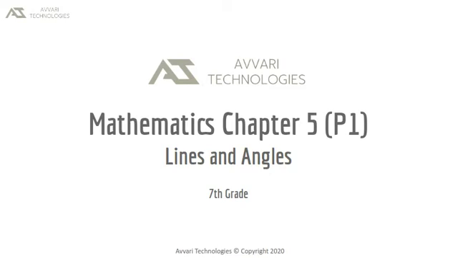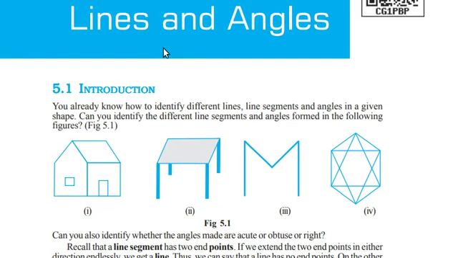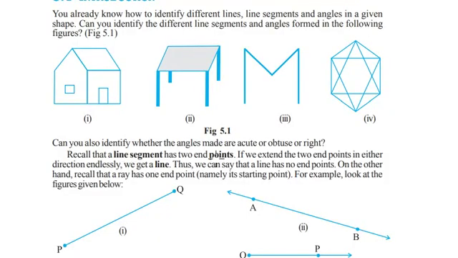In this presentation, we will study about lines and angles. Identify whether the angles made are acute, obtuse or right angled. When we consider these two lines, the angle between them is more than 90 degrees. So this is an example of an obtuse angle.